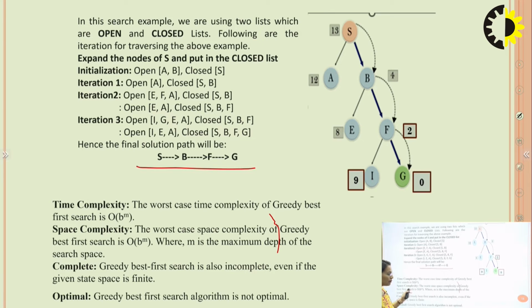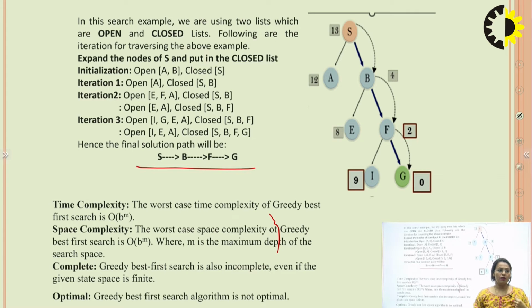If I'm talking about the properties of the algorithm, the time complexity and the space complexity of this algorithm is big O of b raised to the power m, where b is the branching factor and m is the depth of that particular tree. In the property of completeness, greedy best search is also an incomplete search, because even if you are finding a solution, you are still not able to guarantee that this problem can be solved, or that you can search this state space in a finite amount of time.